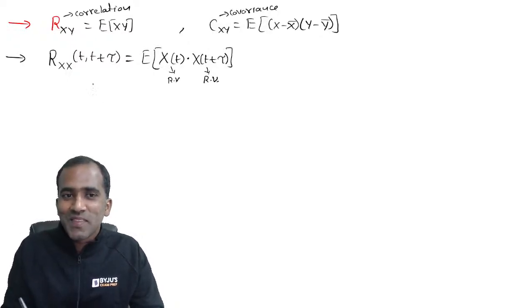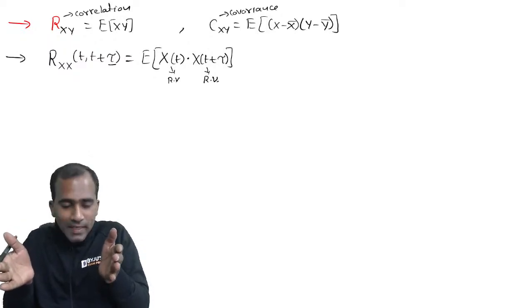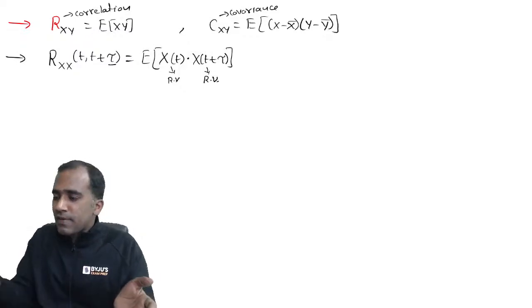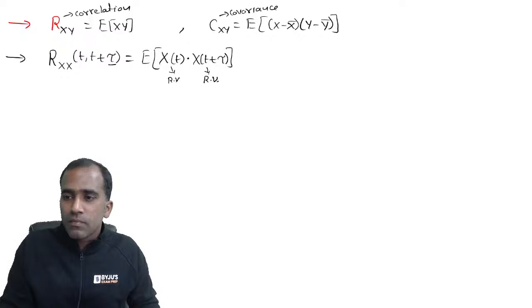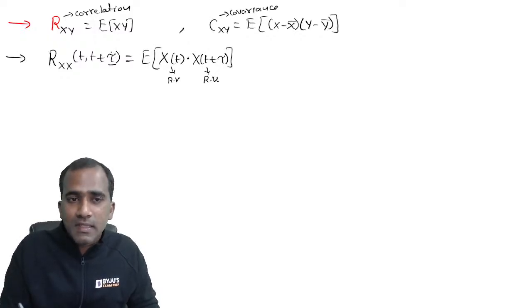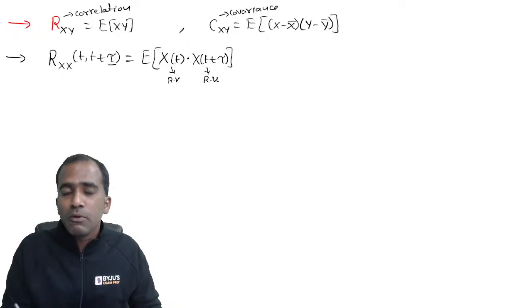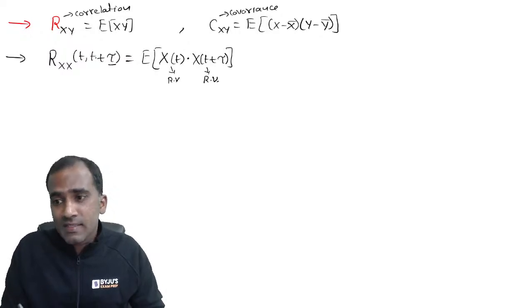Okay. So since time is involved here, tau is the time difference. Whatever two random variables you are talking about, they have some time difference, no? Because in a random process, there are lots of random variables and there is some time gap between each and every random variable. That time gap is given by tau. So tau is one variable which talks about the time difference between two random variables that we are interested in. T represents the exact time.